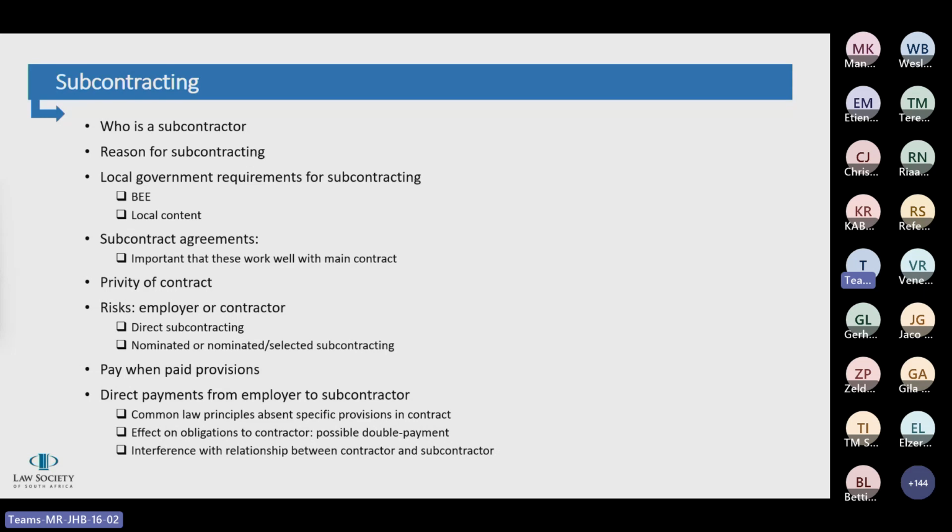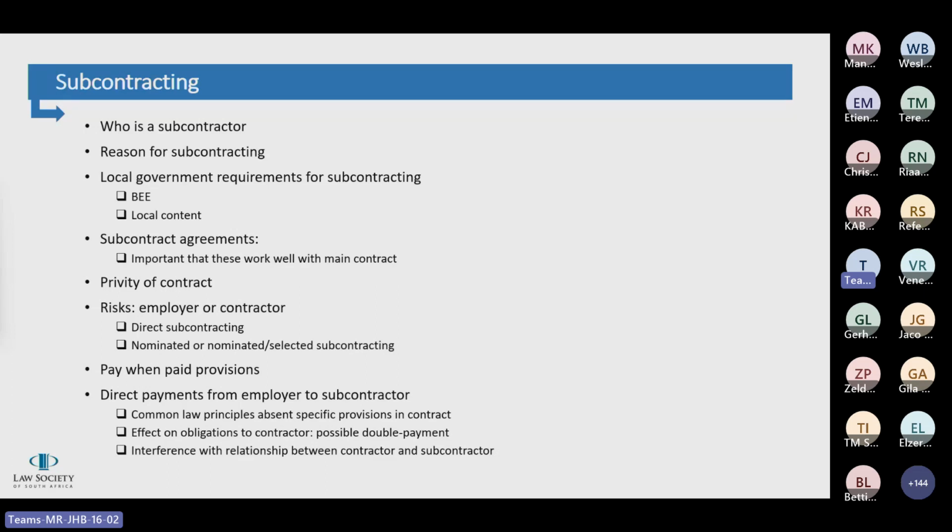But if it's not well drafted, these types of clauses could be a real problem for a subcontractor. All right, and then dealing with direct payments from the employer to the subcontractor, and this is particularly where a contractor gets paid by employer, but they don't pay the subcontractor. The subcontractor runs to the employer and says, I'm going to stop my work because I'm not being paid, and I want you to pay me directly.